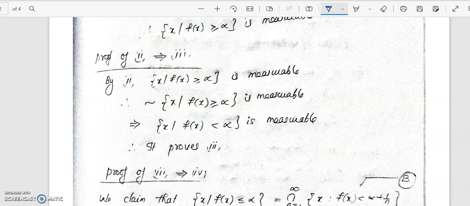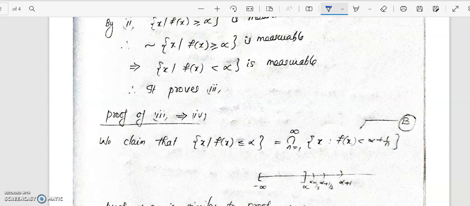Now 3 implies 4 is done in the same way as 1 implies 2. We are just continuing the argument. Again, that proof is similar to the first case. So when you have the set of x such that f of x less than or equal to alpha, you can write it as the intersection, n equal to 1 to infinity, of the sets of all x such that f of x less than alpha plus 1 by n.